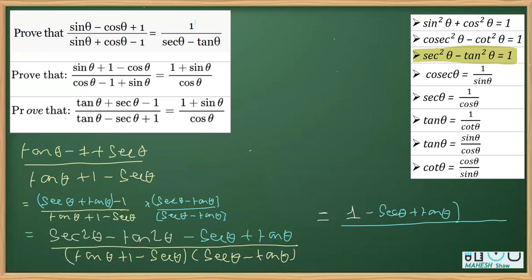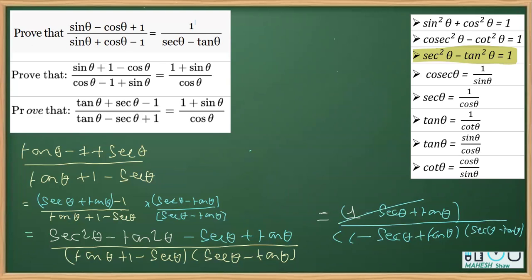You will not expand until the last step. So we have, as you can see here, that this is same as this, just the arrangement is different. So you may write in the same manner, like I can write 1 first, then minus sec theta, plus tan theta. And what we have else, that is sec theta minus tan theta.